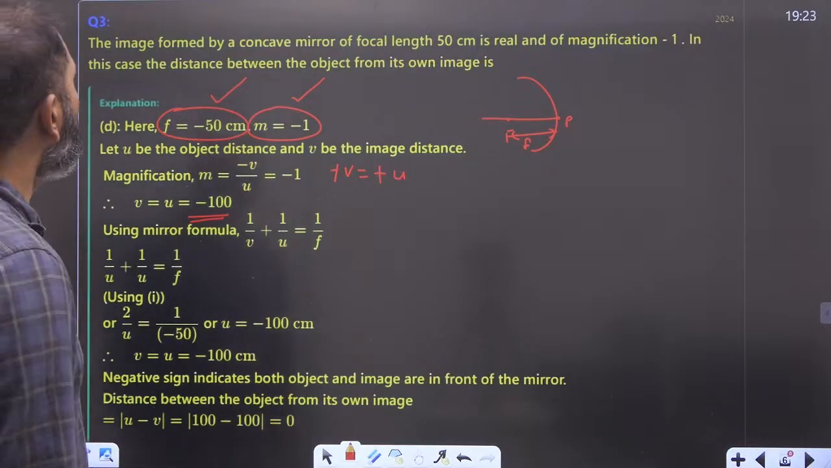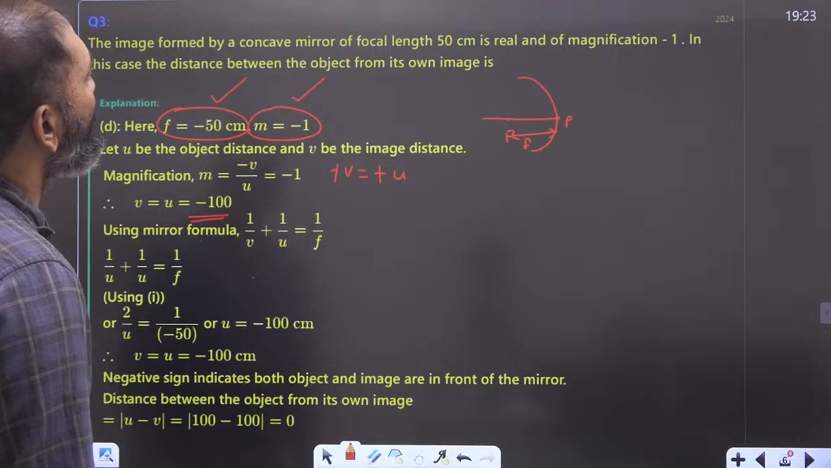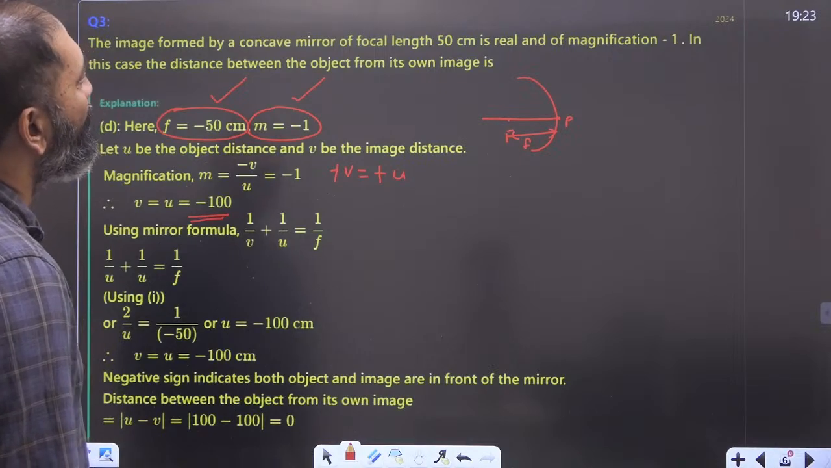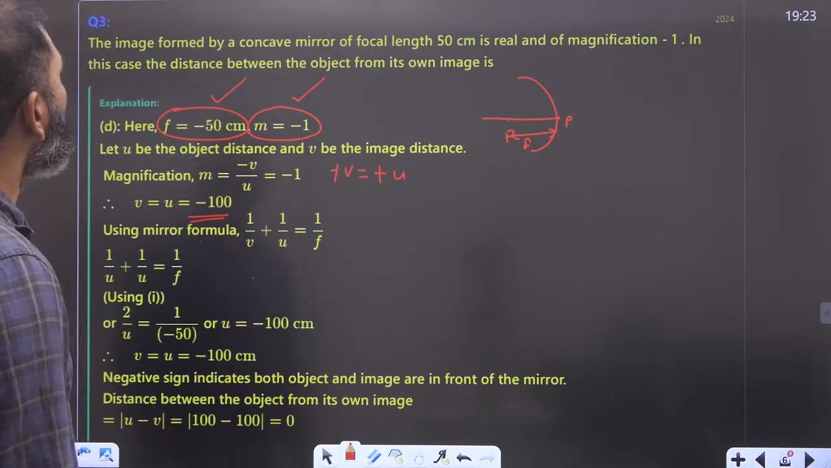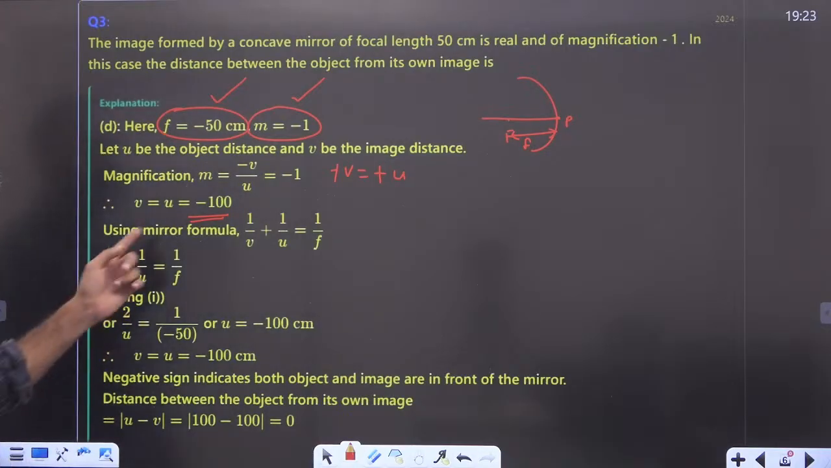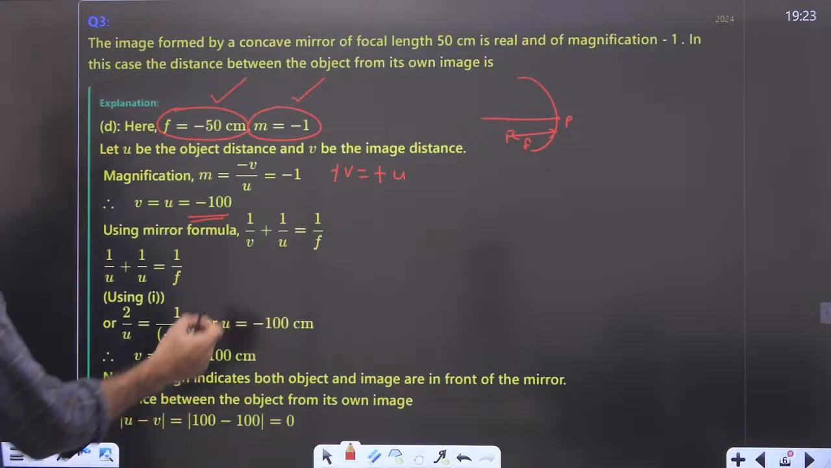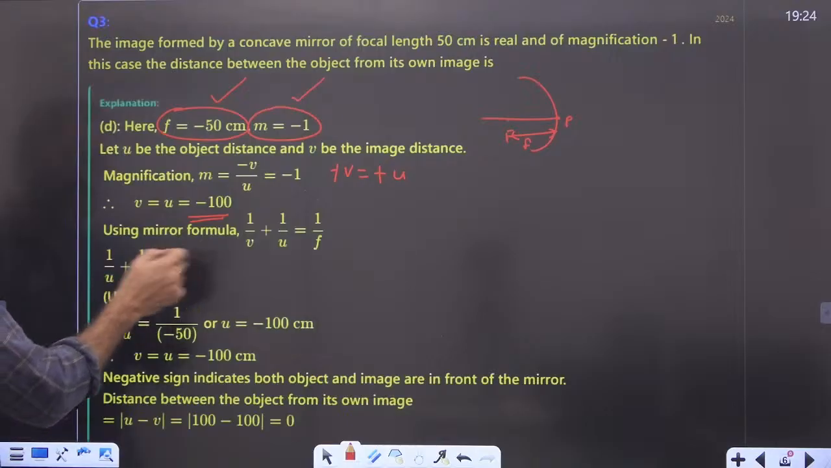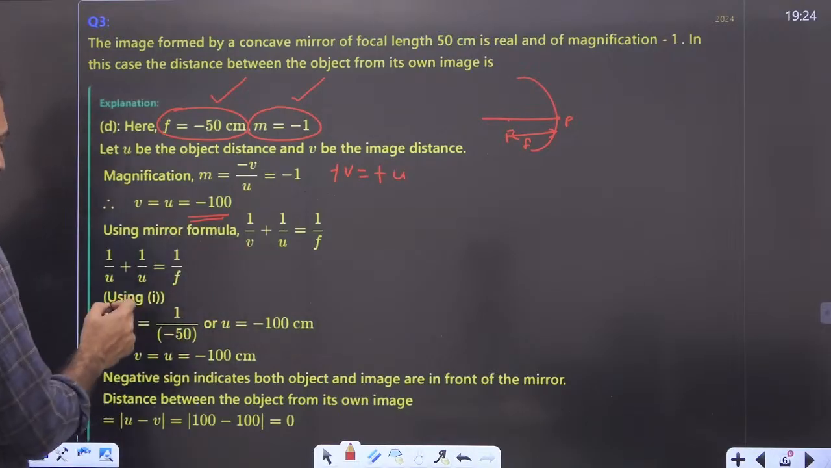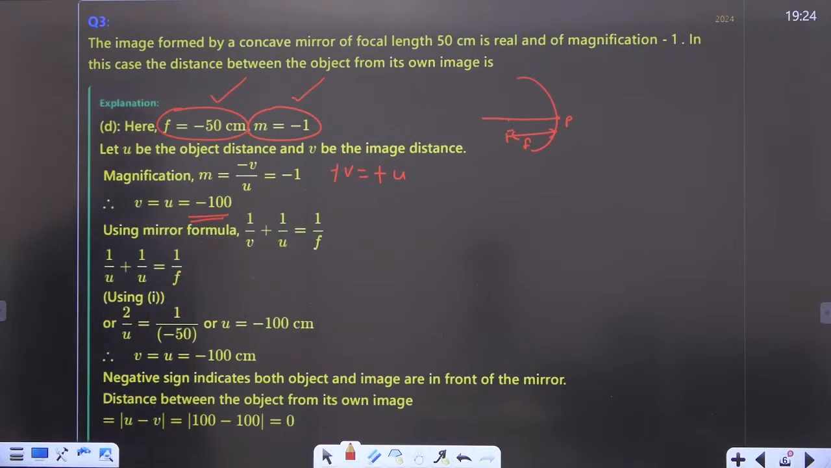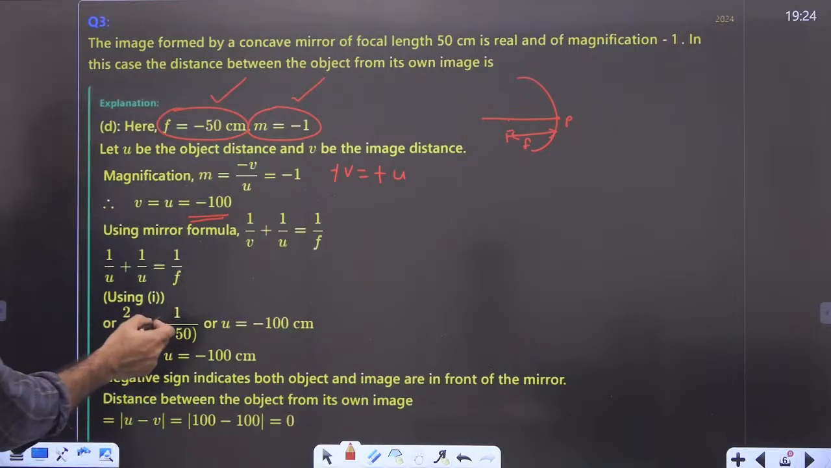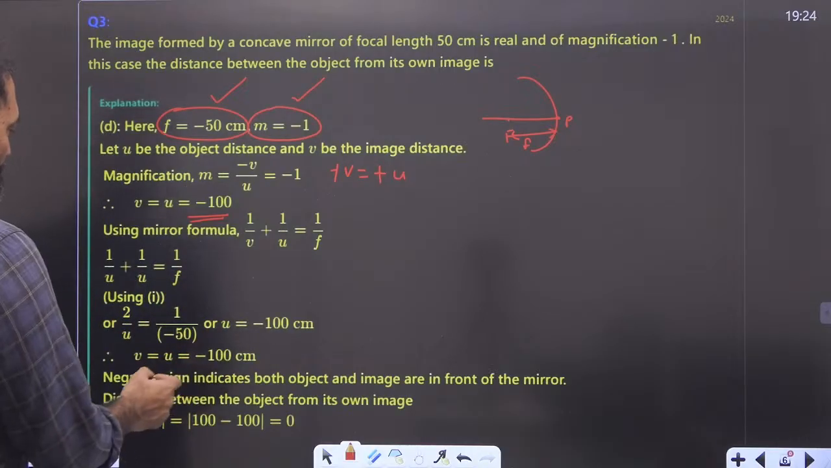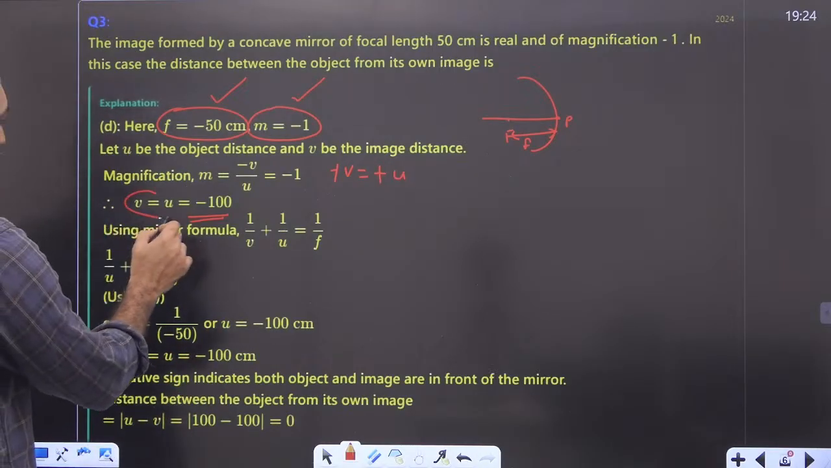Image formed by concave mirror of focal length 50 cm is real and of magnification -1. In this case, the distance between the object and its own image. So v equal to u equal to what? -100. So using the mirror formula, 1 by v plus 1 by u equal to 1 by f. So 1 by u plus 1 by u, because v and u are equal. So 2 by u is equal to what? 1 by -50, so u equal to what? -100.